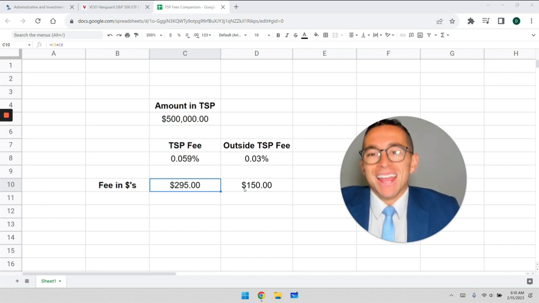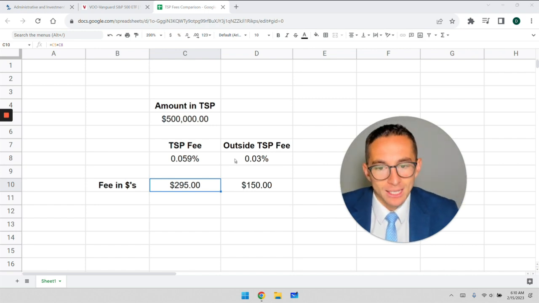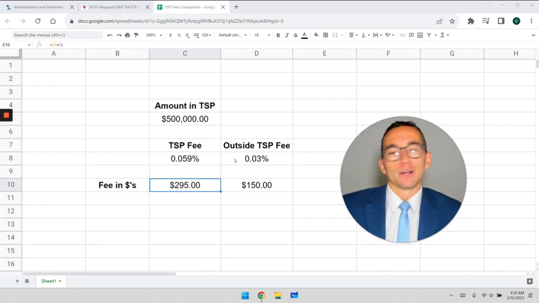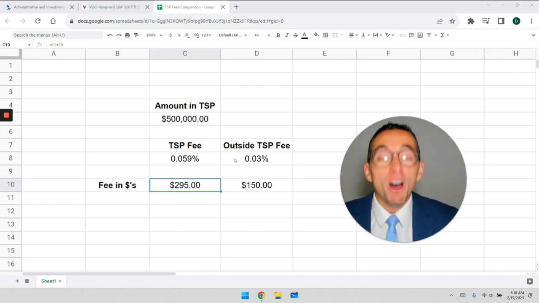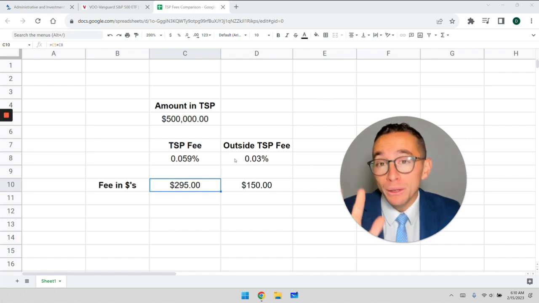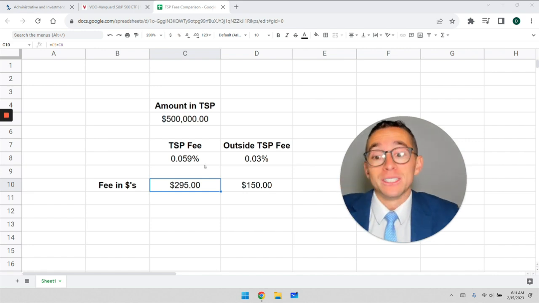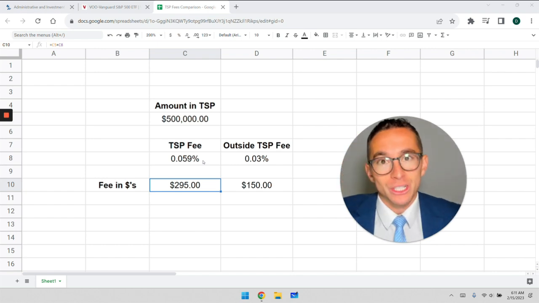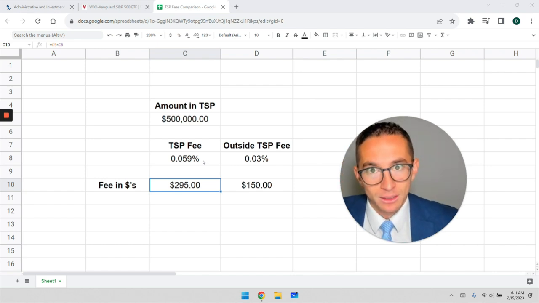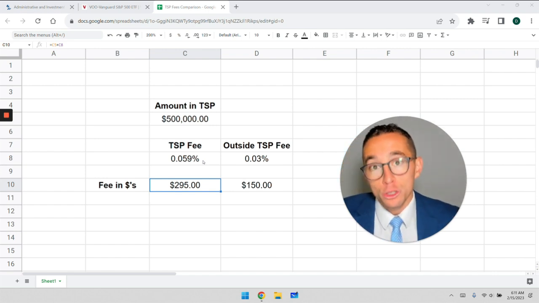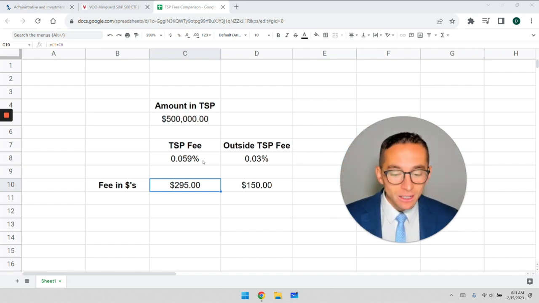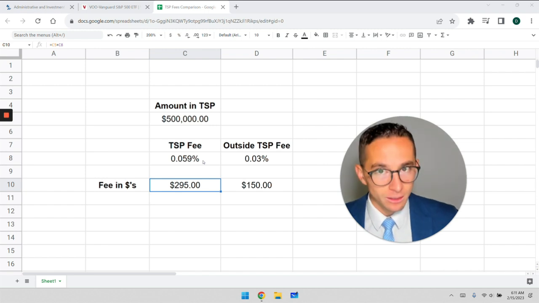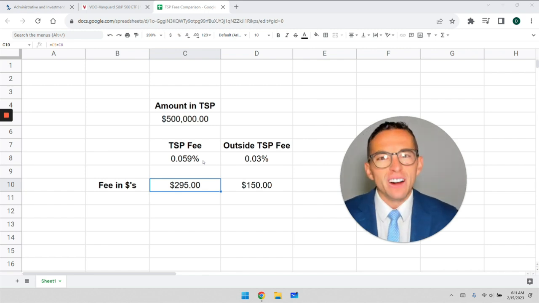However, it really varies a lot. Outside the TSP, there aren't just 5 options anymore. There's thousands of options. And to be frank, the TSP fees are exceptionally low compared to averages outside the TSP. Exceptionally low. So in general, the TSP is still a very good deal. The fees are very, very low.